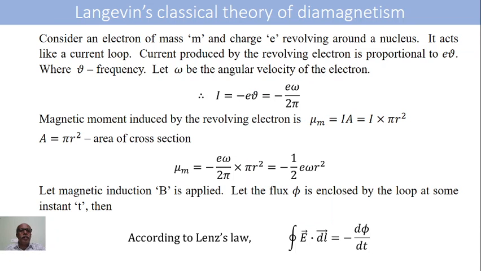Today we are discussing a derivation of Langevin's classical theory of diamagnetism. In order to derive an expression, we now consider an electron which is revolving around the nucleus.